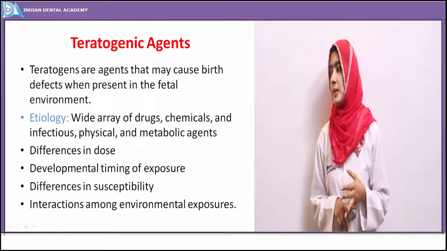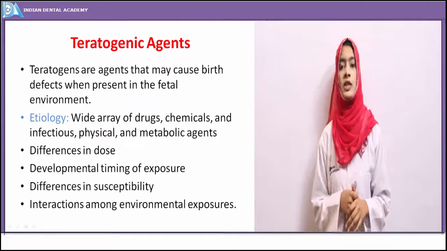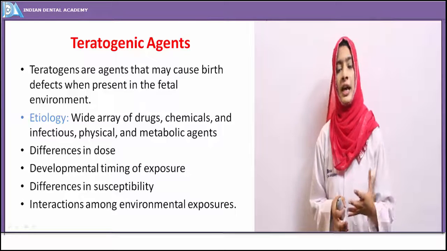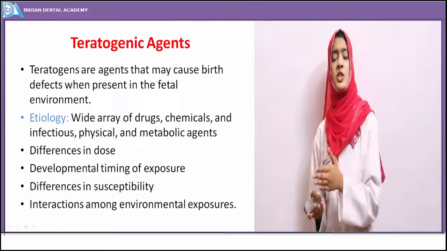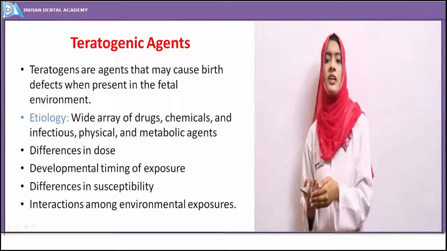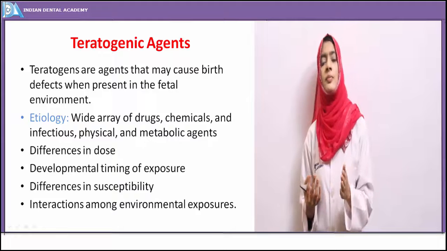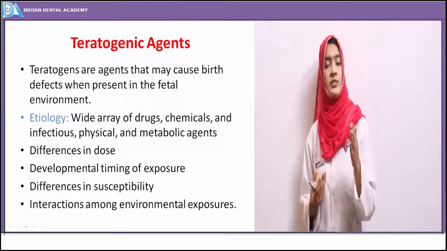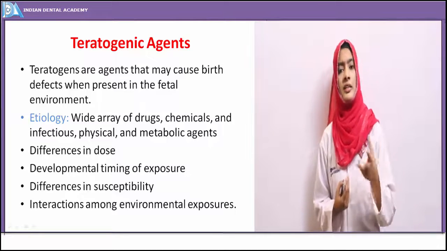So any drugs, chemicals, infectious agents, injury or physical and metabolic agents which the mother takes or is exposed to may lead to a characteristic defect in the child or infant. And the expression of the developmental defect will depend on the dosage, the duration and the time of exposure to the drug, differences in susceptibility, and differences in the interaction between the drug and the environment.